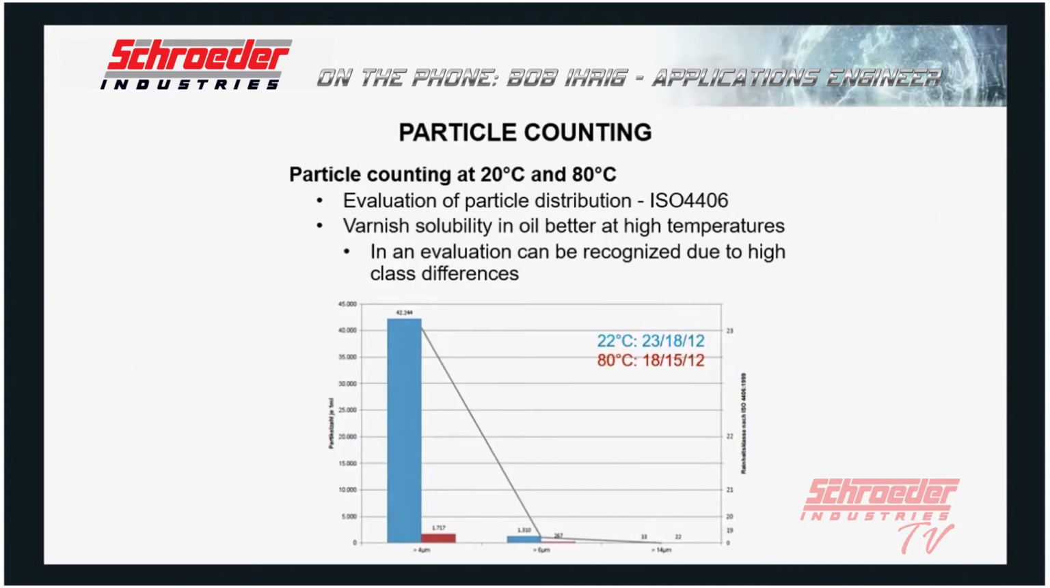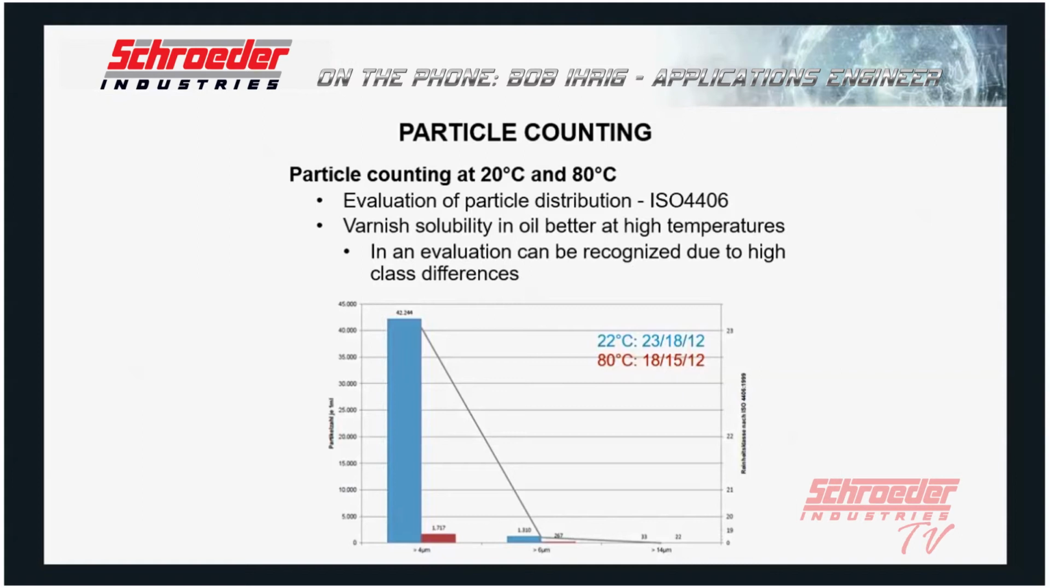Another method of determining whether or not varnish exists in the system is through particulate measurement, or particle counting. Particle counting at 20 degrees C and 80 degrees C is a test. I don't know necessarily in all cases if you're doing this out in the field, it needs to be done to those exact temperature specifications to have an idea if varnish could be a potential issue, but that's the standard.